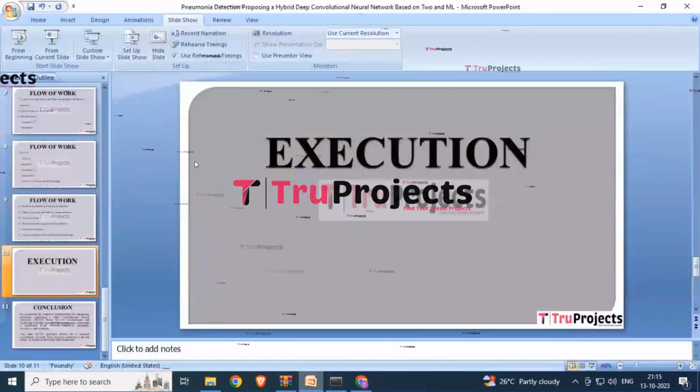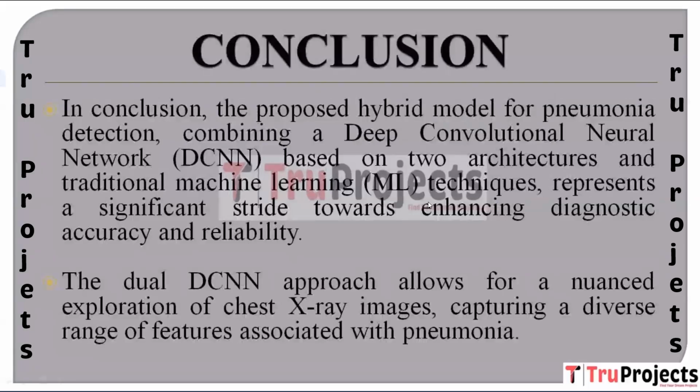Now coming back to the slide. So now coming back to the conclusion part. In summary, the suggested hybrid model for identifying pneumonia, which merges a deep convolutional neural network, that is DCNN, utilizing two architectural designs with conventional machine learning methods, marks a substantial step forward in improving the precision and dependability of diagnostic processes. The use of dual DCNN methodologies enables a detailed examination of chest X-ray images, capturing a broad spectrum of features linked to pneumonia. So here we have completed our project.